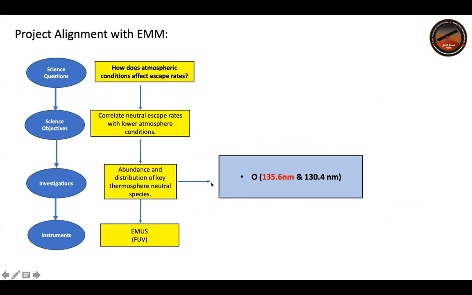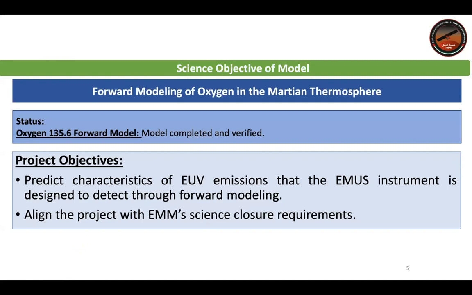So here we go to the first step of the development of this model, which is defining what was the objective of this model, what did we want it to fulfill. Currently, the model is completed and verified, but we are using it constantly for different science analysis and to run different scenarios. So the main objective for this was to try to predict how UV emissions in the thermosphere of Mars are going to look like if the instrument EMUs captures these images. And it was very important that this model can support science closure tasks and so on after we do receive data from EMUs.